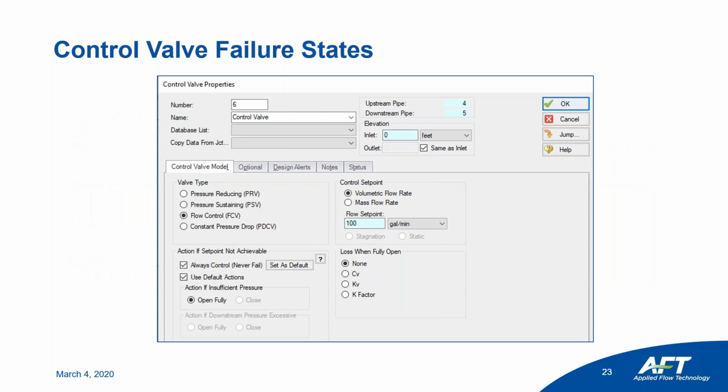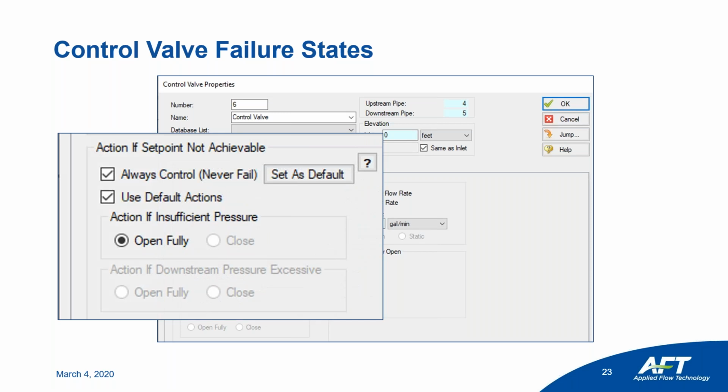So now we can look at failure states. This is kind of what I alluded to with opening fully and closing fully. In the case of a flow control valve, it's very simple. If there's not enough pressure that you can reduce the pressure to control the flow, just open up all the way, let as much flow as you can through. Another thing to notice is this always control check. We'll go into that a little bit more as we work through this example, but note that this is also where it is activating and deactivating.